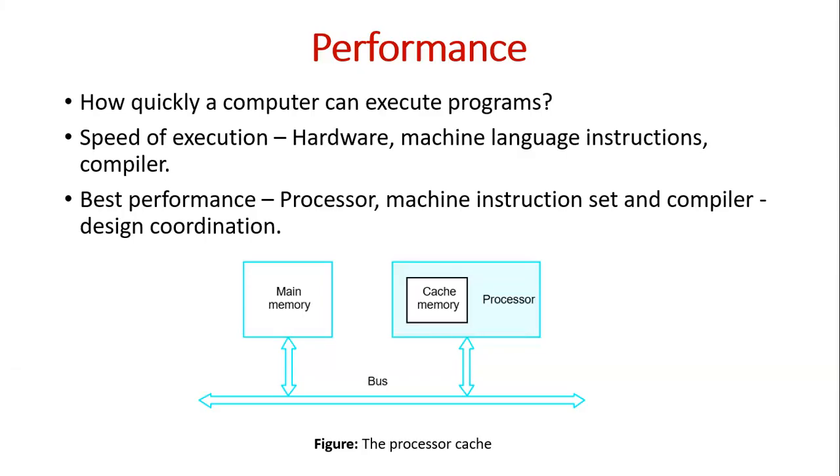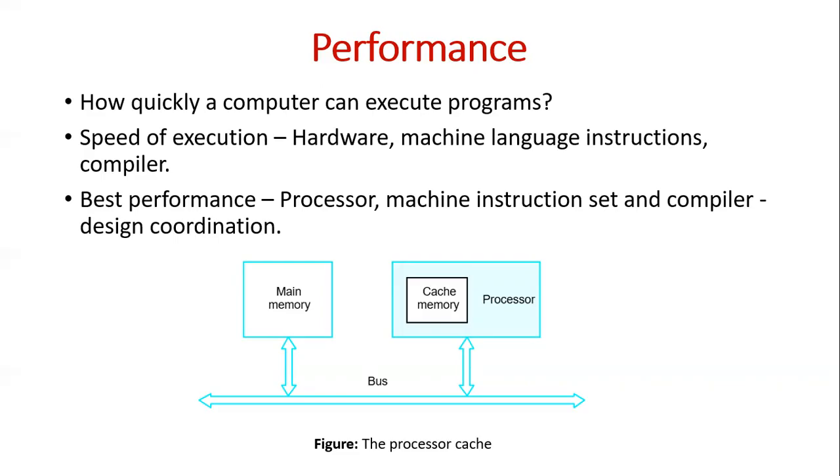Why does it depend on the machine language instructions? Because when a user writes a program, the user writes it in a high level language. Then the compiler converts the program to machine language instructions. So finally, the program has a certain number of machine language instructions, and based on that, the execution will differ. If there are fewer machine language instructions, then the program may execute quickly. If there are more instructions, it may take more time.